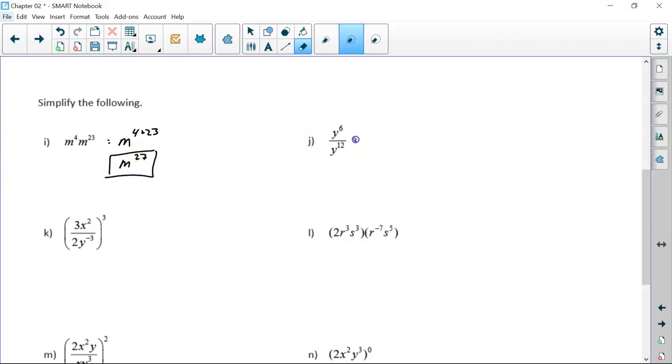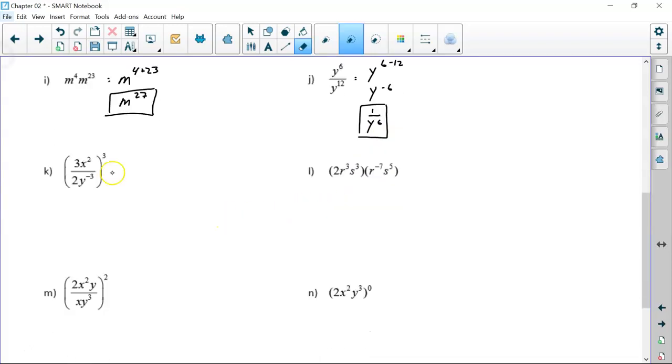For dividing powers of the same base, we subtract, so it's y, and we take the top exponent 6 minus the bottom exponent 12, so you get y to the negative 6. Negative exponents mean reciprocal, so it's going to become 1 over y to the positive 6. And there's our answer.